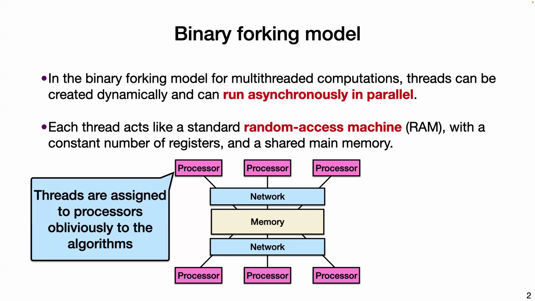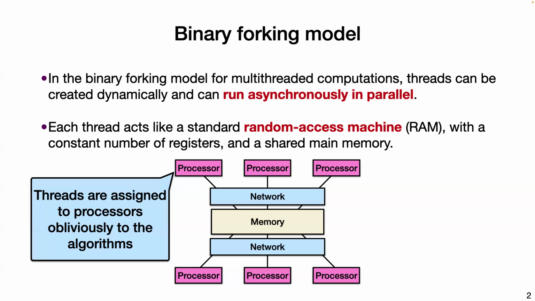And in the RAM model, your machine has a constant number of registers and some memory. Usually in RAM, it's an unbounded memory, but in this binary forking model, there are multiple processors, and the memory is shared among the processors. And this is like the picture that I showed you in the first lecture. You have multiple processors, and they all get synchronized through this memory.